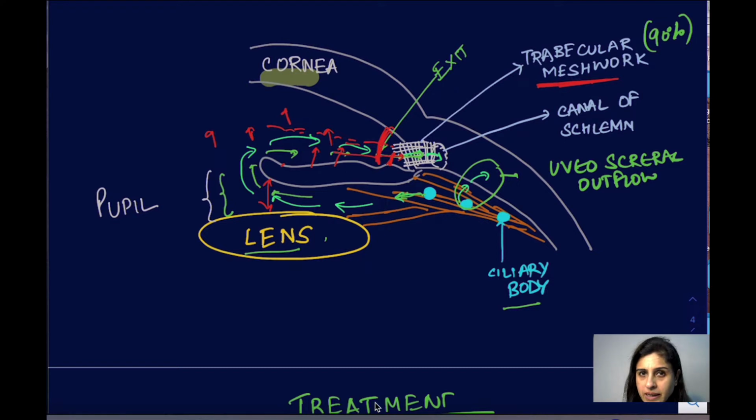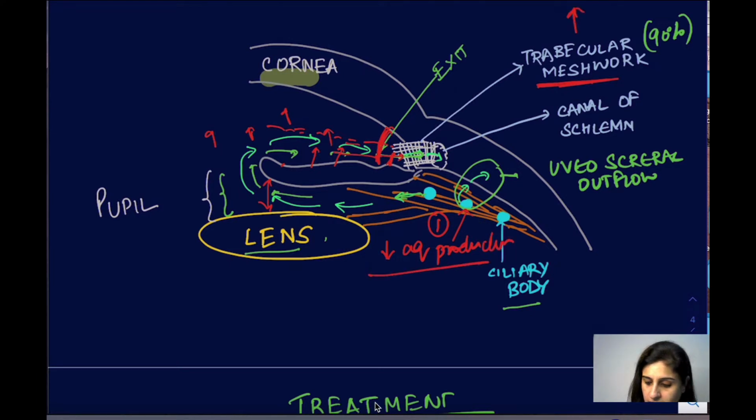Now how will we treat? What should be the treatment modality? See, if you look at this diagram, we can target either production. If you reduce production, that is one way. So you decrease the aqueous production. Or number two, you increase the outflow. You can increase it through the trabecular route, or you can increase the uveoscleral outflow. Anyway, you can increase the outflow. So which are the drugs which are going to do this function?